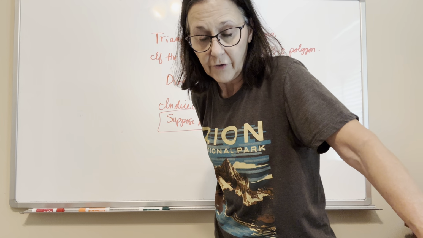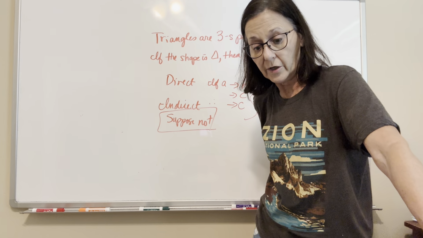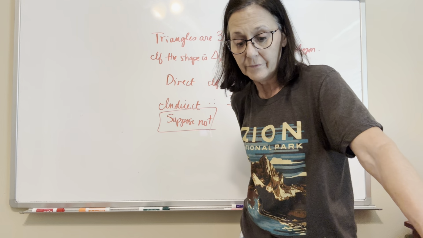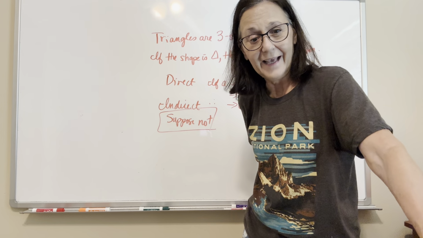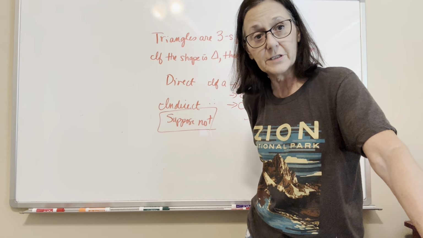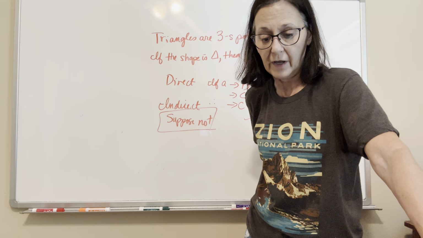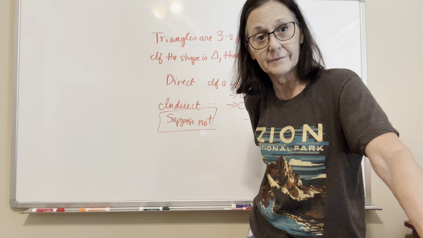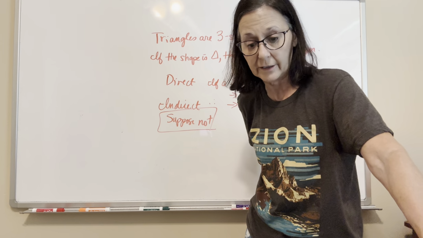Know those postulates that we learned. What are they? The Pythagorean theorem? Nope. 2 points determine a line, and 3 non-collinear points determine a plane. You've got to know that. You do have to know the Pythagorean theorem and how to use it. So you may need your calculator.